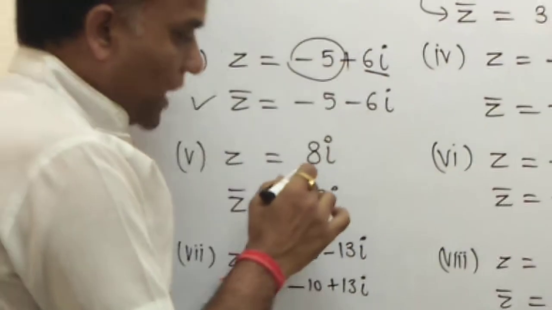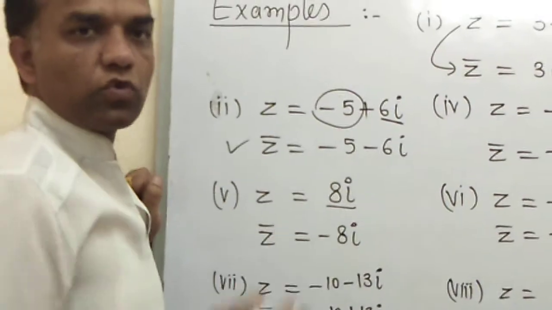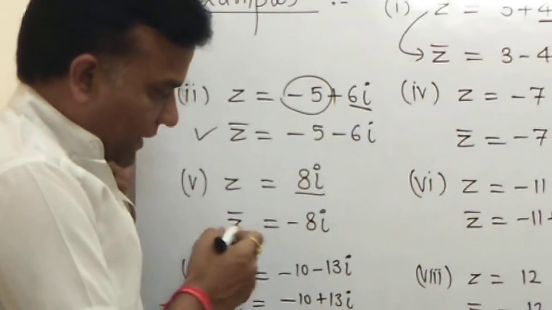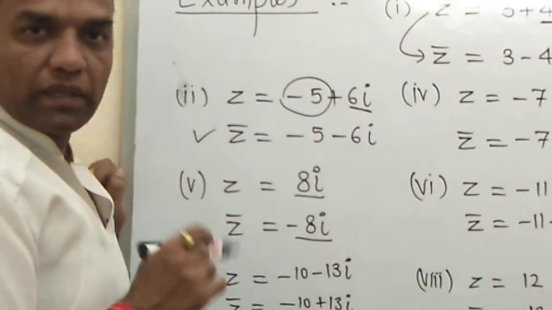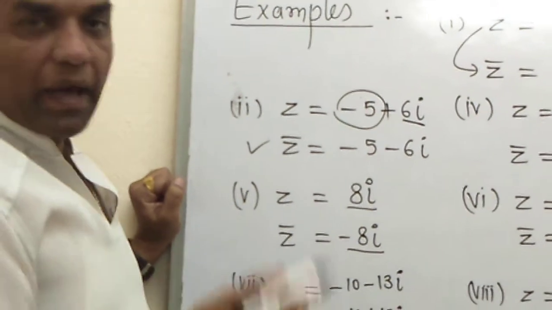Similarly, in the fifth example we have only a term of i, like z equal to 8i. There are not two terms given here, only 8i. So now we find the conjugate of this 8i, so it is minus 8i, because only the sign is changed; here we convert it into minus. Plus is minus and minus is plus.